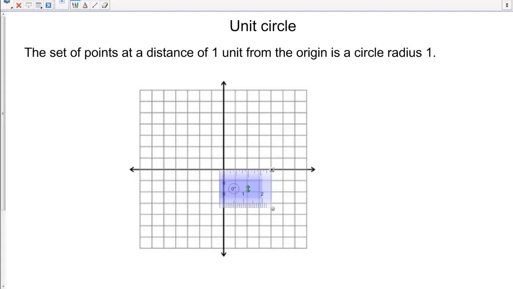In this section, we will be talking about the unit circle. To begin with, the set of points at a distance of 1 unit from the origin is a circle of radius 1. So let's confirm this fact.